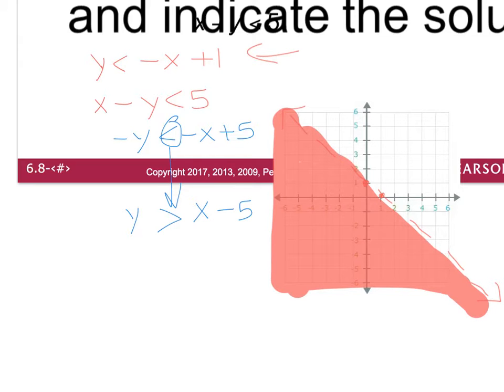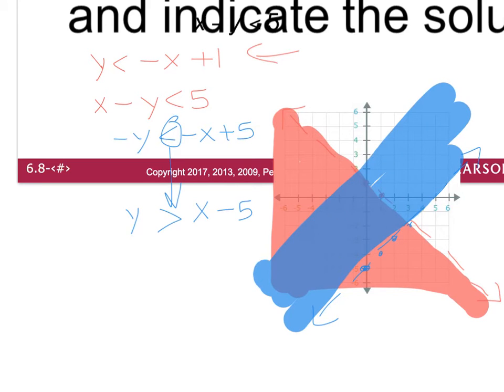So we should intersect the y-axis at negative 5. We have a slope of positive 1, up 1, right 1, up 1, right 1. Dashed line because it does not have an equal to sign underneath. And if you're using the shortcut, our solution is that y should be greater than this line, so that would be above the line.